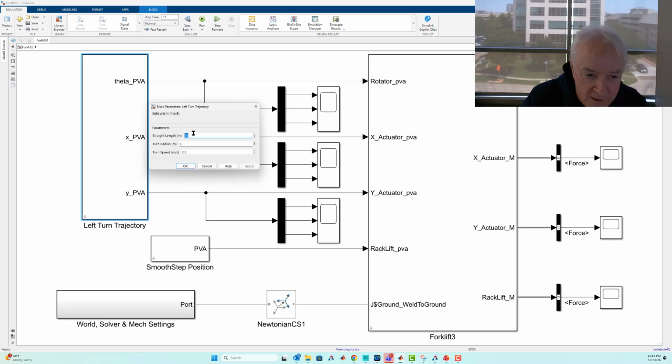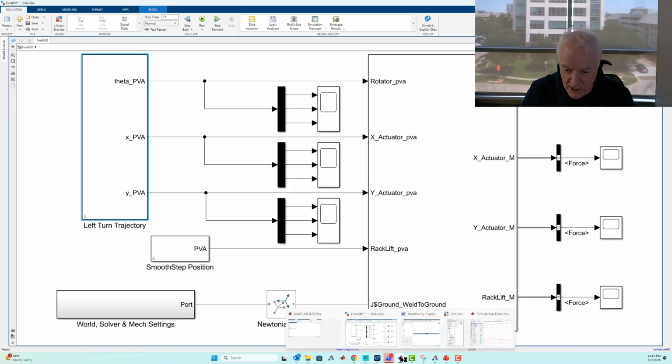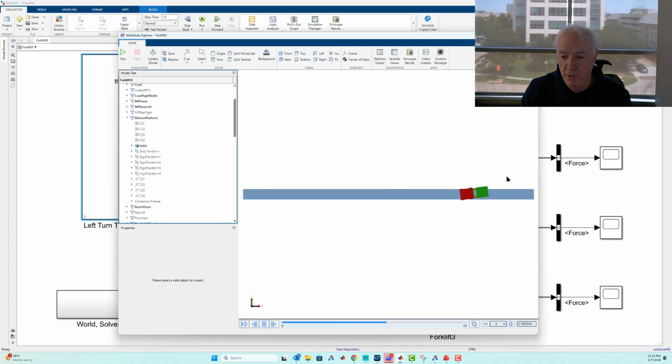Let's see, I need to look a little closer. But anyways, the parameterization for this path is pretty clear: how long is the straightaway, then what is the radius of the turn, and finally, what is the speed that will move through the turn. We've been showing you this trajectory, and this will be with a radius of turn of 6.